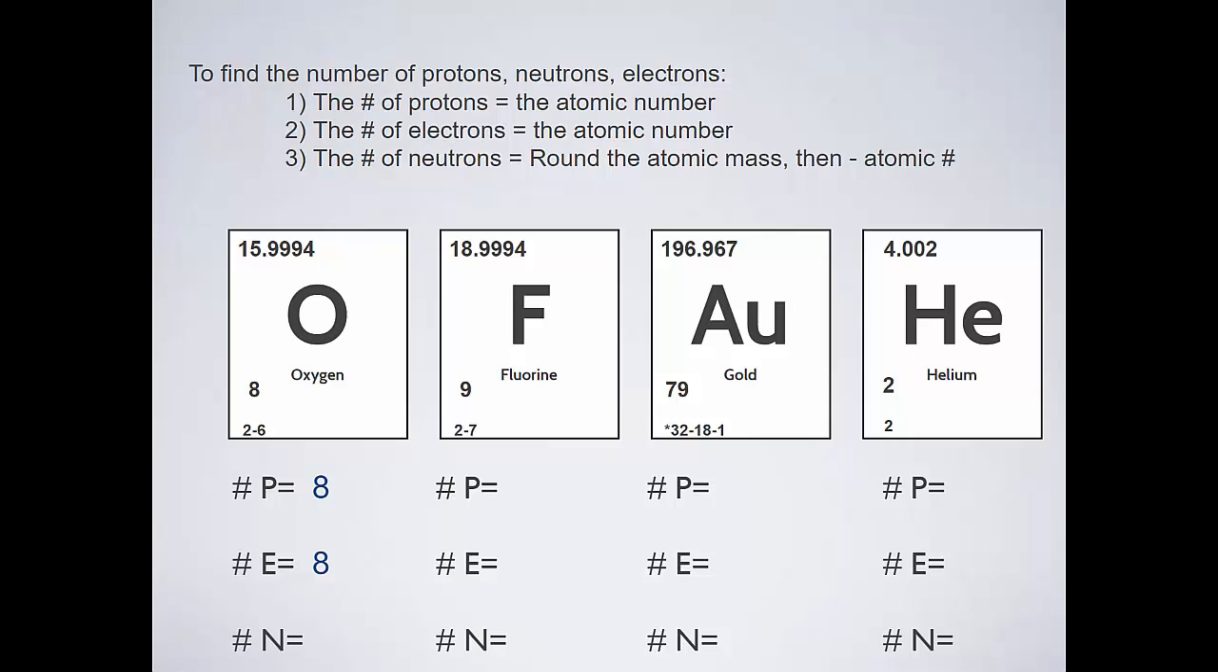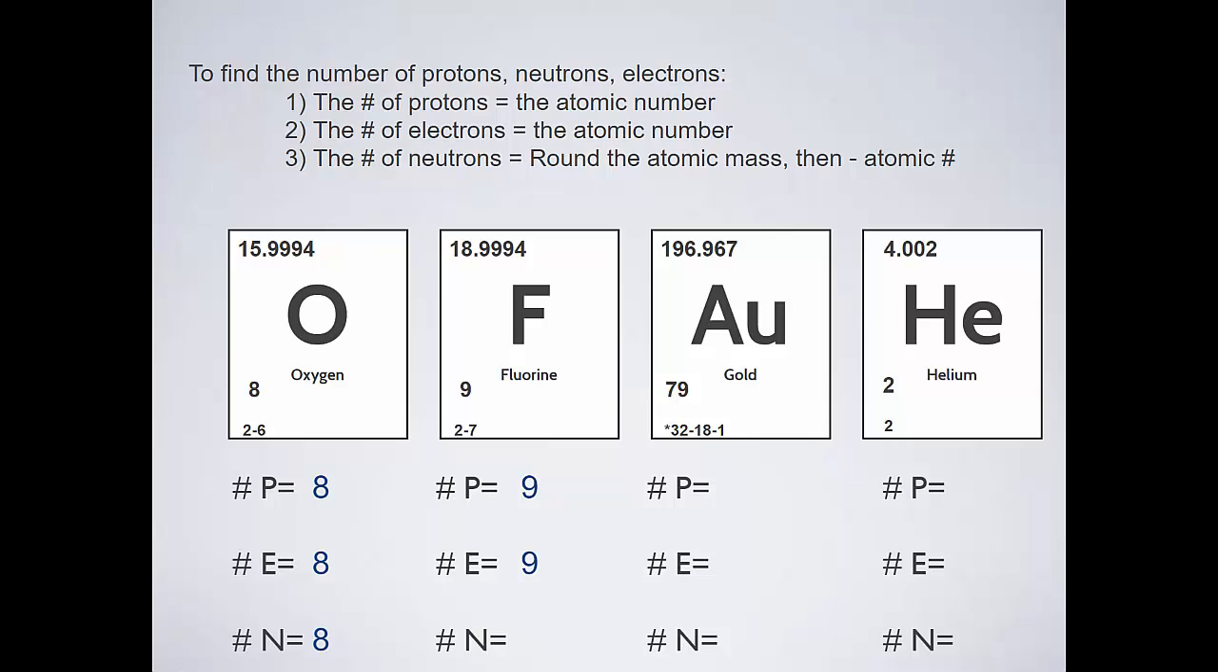To find out the number of neutrons, look at this. Take the atomic mass and round it, and subtract the atomic number. So the atomic mass is 15.9994, which rounds to 16, minus the number of protons, 8. I get it. Yeah, how about fluorine? Number of protons? Sophia? 9. Number of electrons?